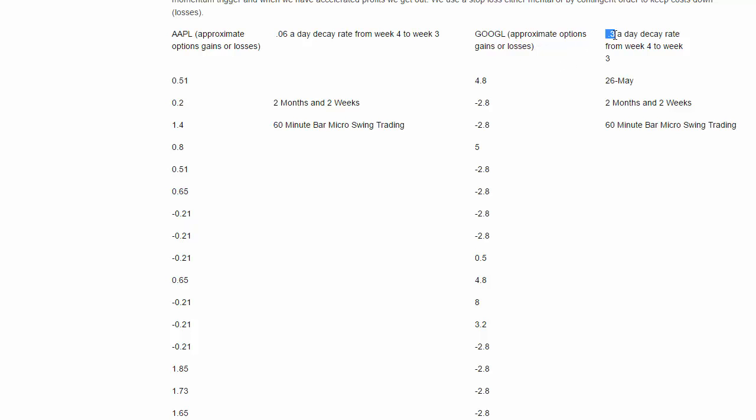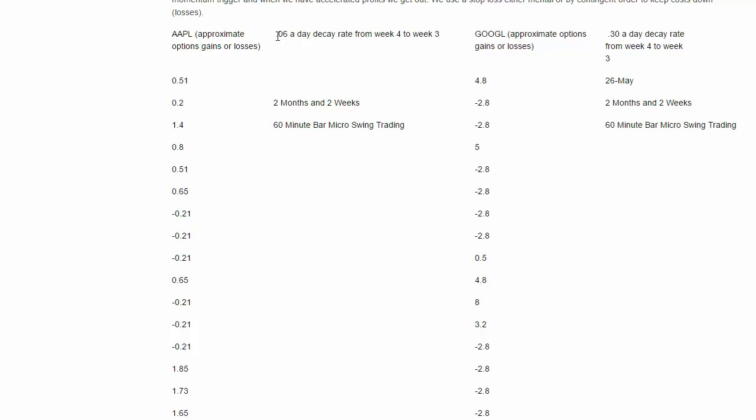Now, the decay rate here for Google is 30 cents a day. Let me correct that. Okay, and that's just broken down from the decay rate between week 4 and week 3, divided by 7. All right, so I did not factor these decay rates into these gains or losses here, and therefore the average holding time of these trades is 1 to 3 days.